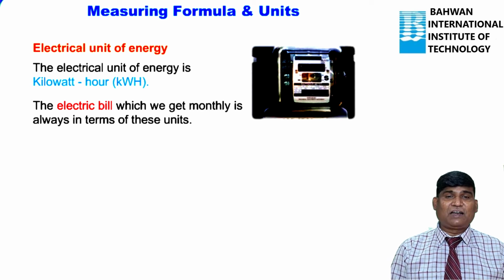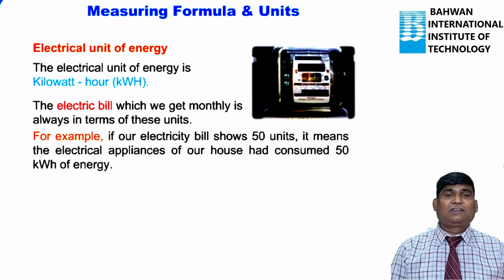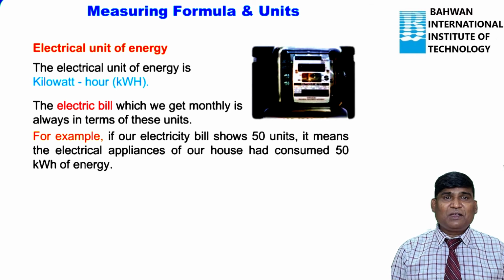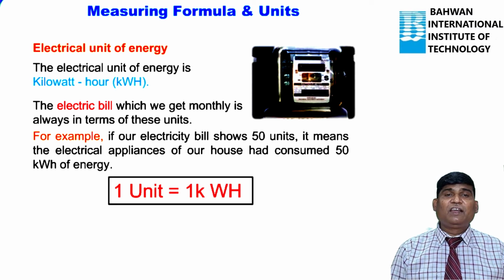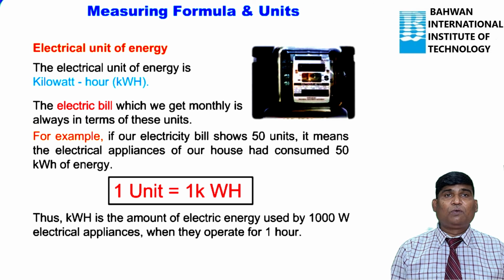When you observe the electric bill which we get monthly, it is always in terms of kilowatt hours, right? So if you are getting an electric bill, for example, and in that electric bill it is written 50 units, what does it mean? It means the electrical appliances of your house had consumed 50 kilowatt hours of energy. Okay, 50 units means it is equal to 50 kilowatt hours of energy. So 1 unit is equal to 1 kilowatt hour, right?